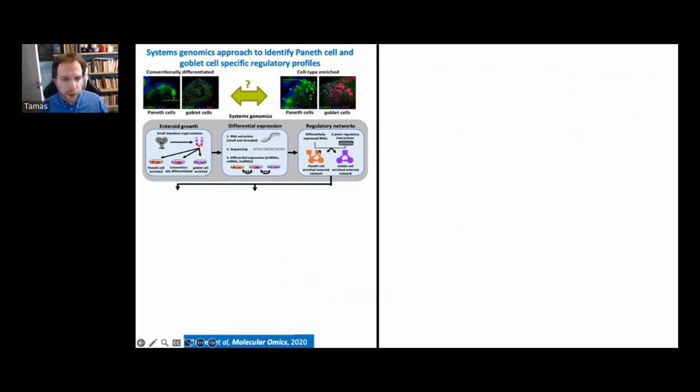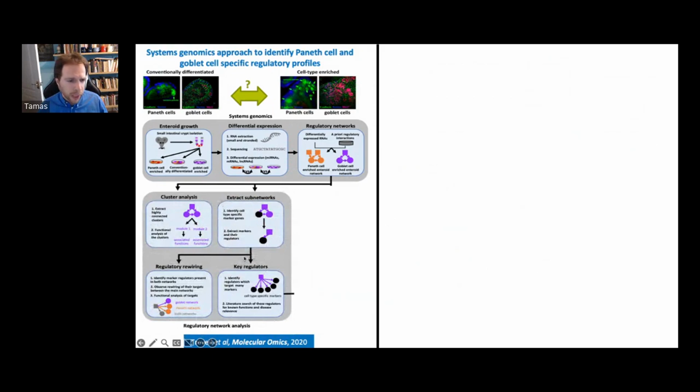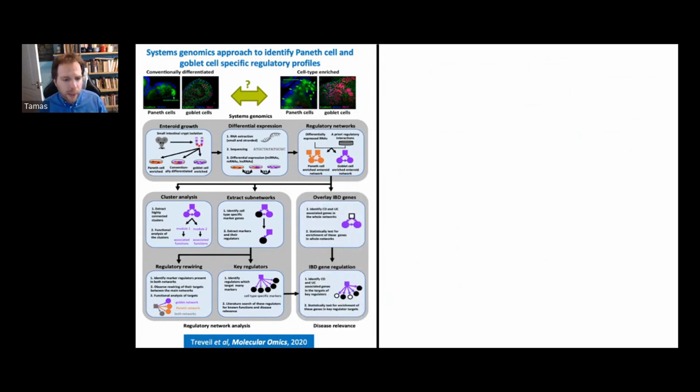And then after differential expression analysis of the transcriptomic data and combining it with different regulatory network resources, we were able to create the first regulatory network for Paneth cells and goblet cells. And then we did different types of computational analysis on them. I'm not going to go into the details of that, but the key things were basically looking for key regulators who are responsible for Paneth cell and goblet cell differentiation. And then we compared these key regulators to known IBD genes, or processes associated with IBD. And it was really interesting to point out that there are lots of IBD-associated genes that did not have direct functions explaining why they are relevant in IBD, but we could point out that they could be relevant for goblet cell differentiation or Paneth cell differentiation.